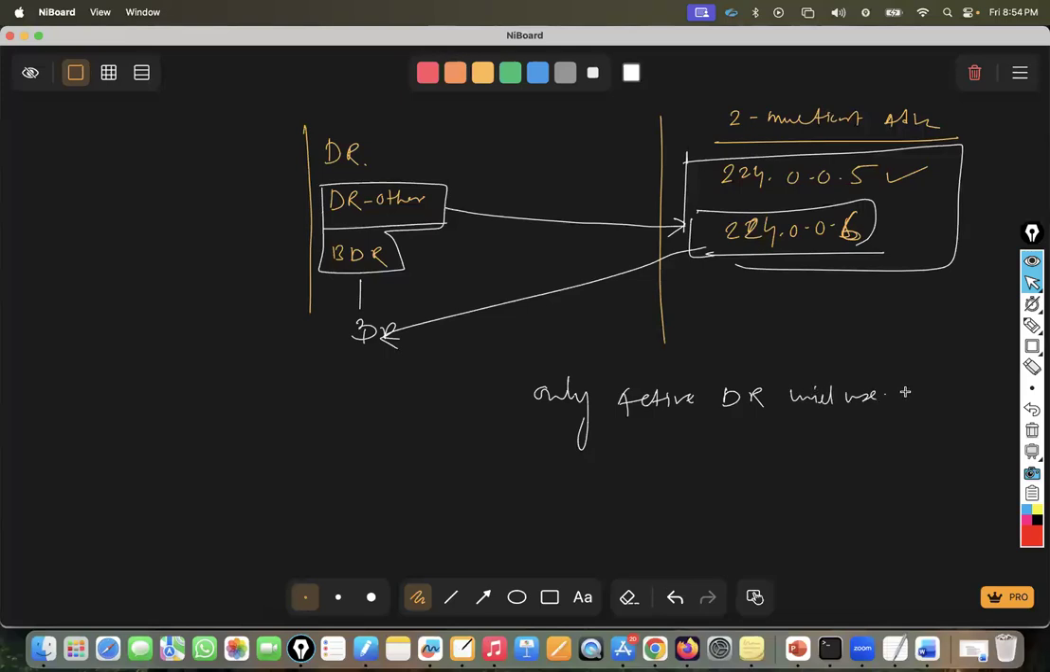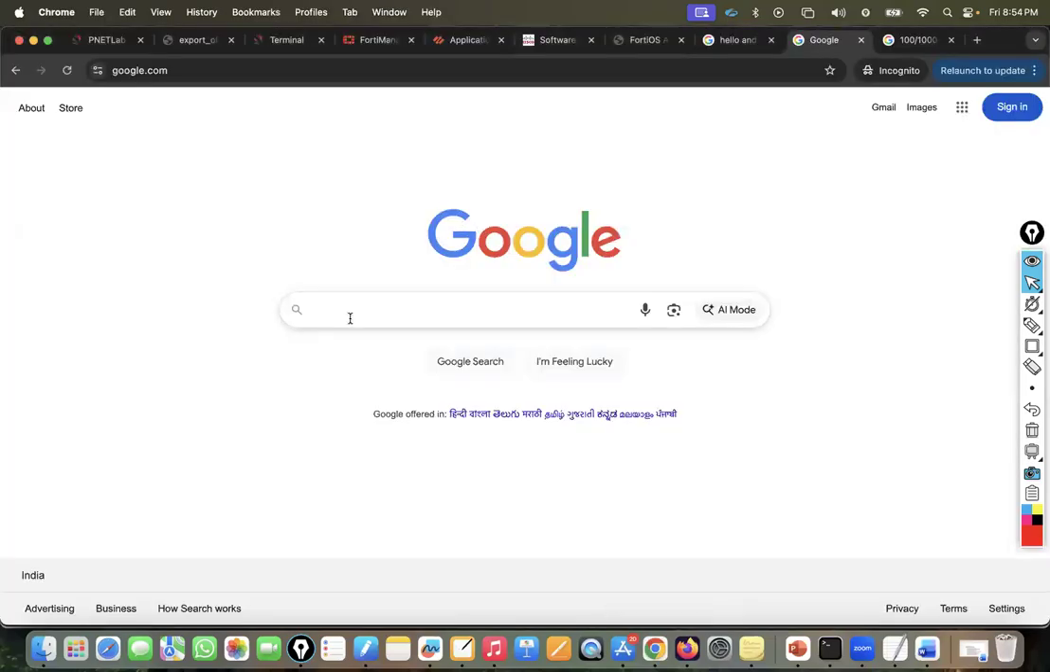Will we use 224.0.0.6? You mean BDR? No, only DR. Active DR means whoever is the DR is going to use it. Clear? I thought 5 is used by DR. No, no, no. DR is going to listen on the 6, okay? The remaining routers are going to use the 5. You confused me. Hold on.